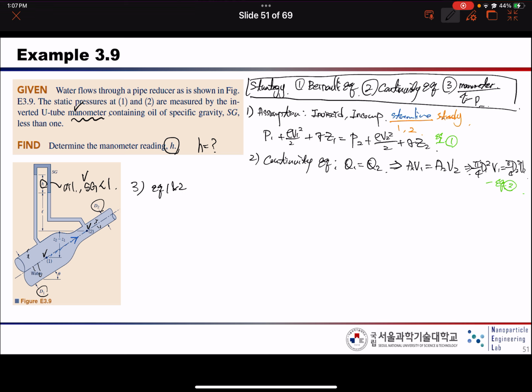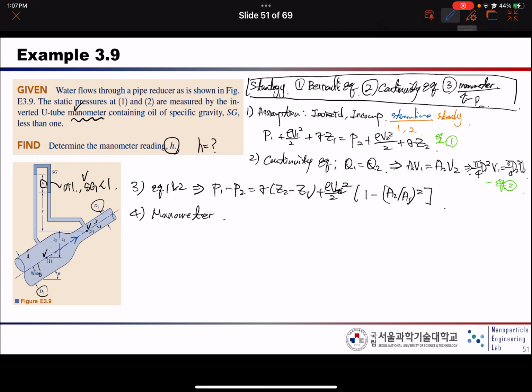So combining equation 1 and equation 2, we can summarize our equation like P1 minus P2 equals gamma (Z2 minus Z1) plus rho V2 square over 2 times (1 minus (A2/A1) square), right? And also we need to use the manometer concept here to determine the pressure, right?